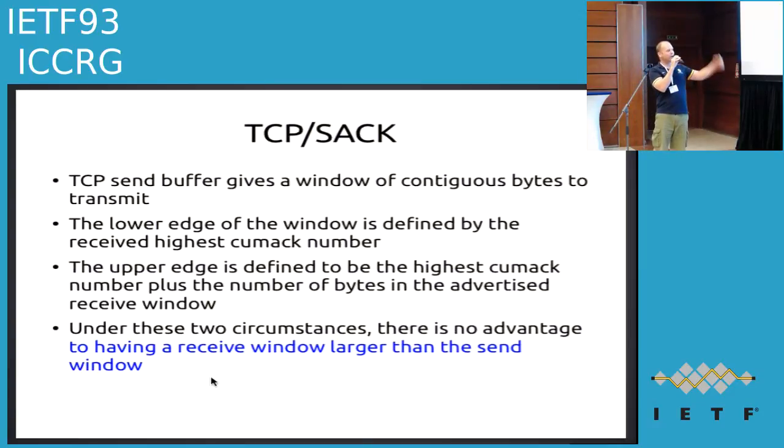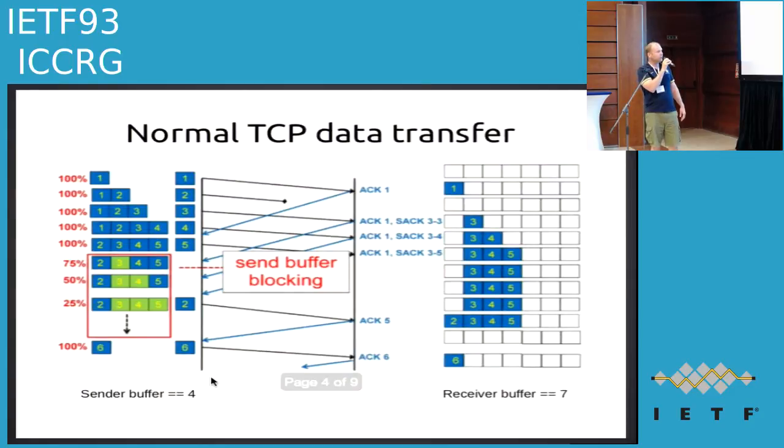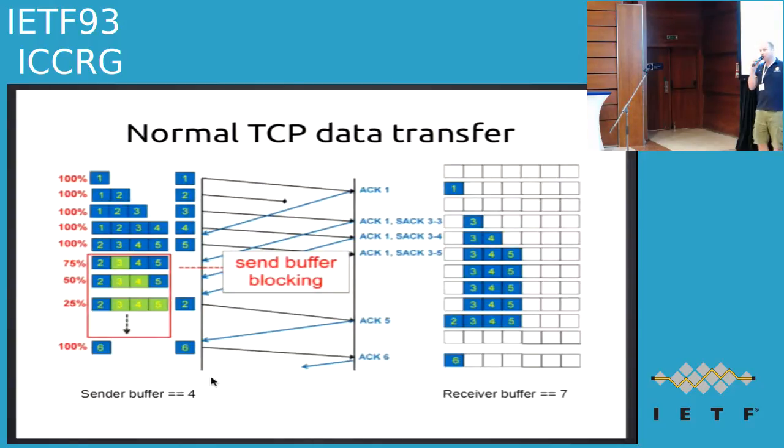With this configuration, there is no advantage to having a receive window larger than the send window. Next. To illustrate what I say, this is a normal TCP data transfer. Here we have the sender buffer, which has 4 packets in its configuration. On the receiver buffer, we allow 7 packets. It's quite the same thing inside GNU Linux, as the sender buffer is always smaller in the default configuration compared to the receiver buffer.